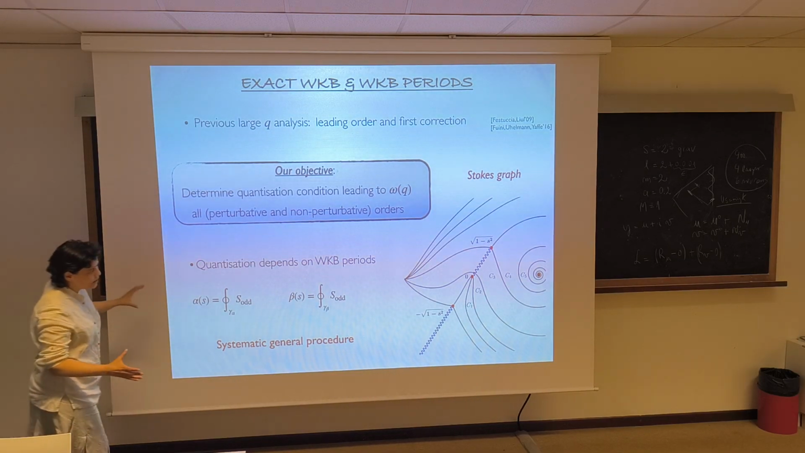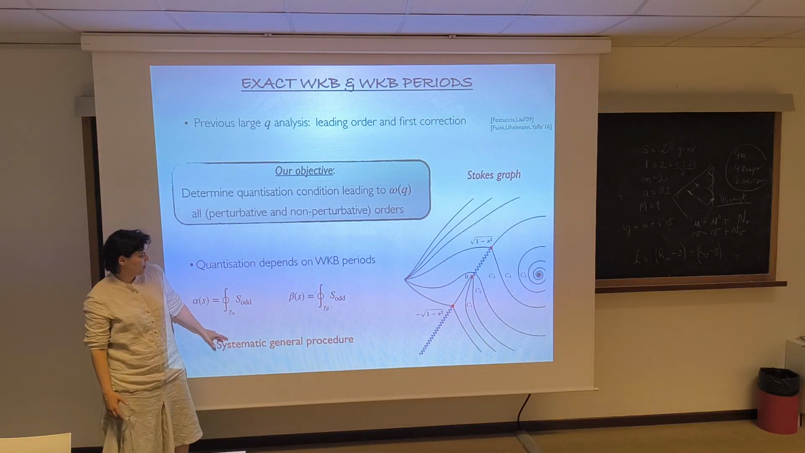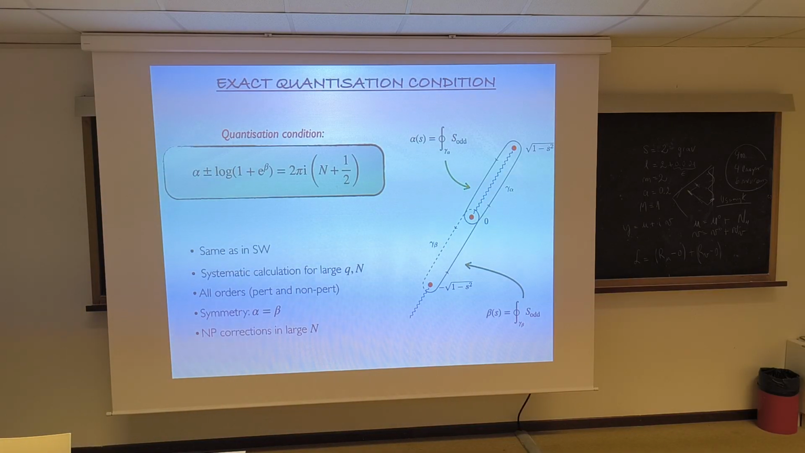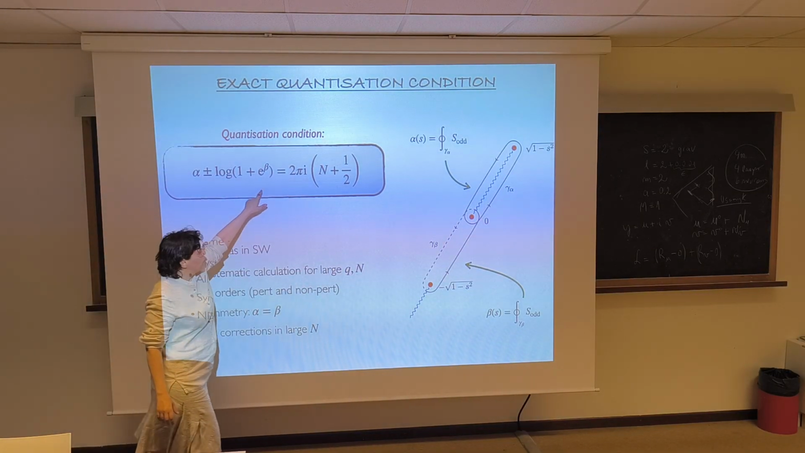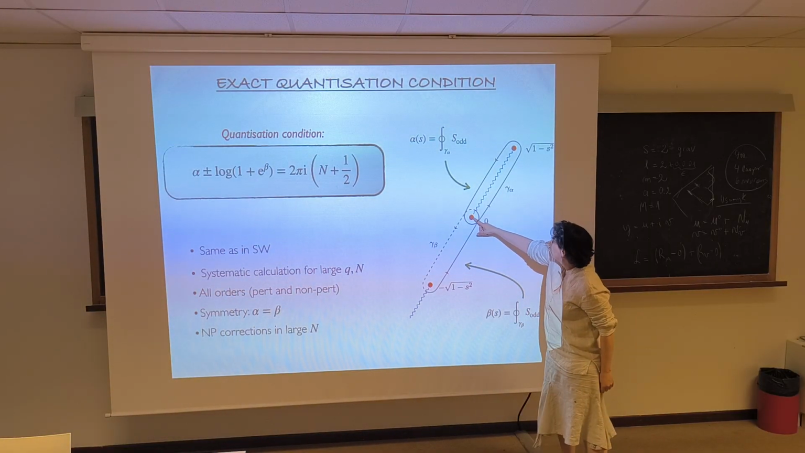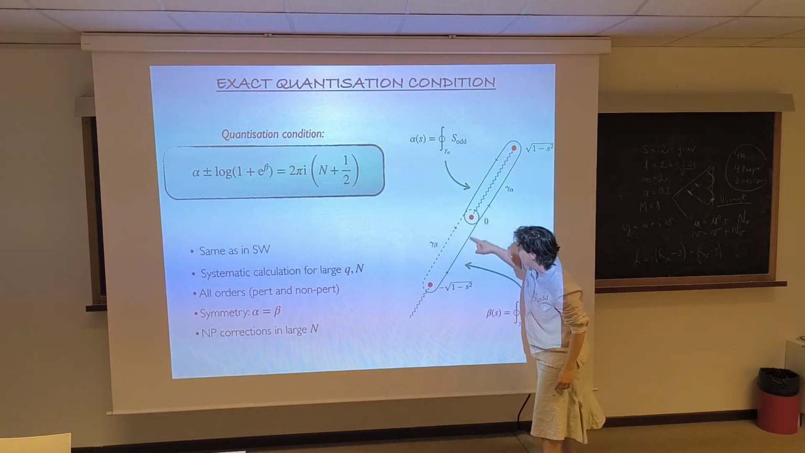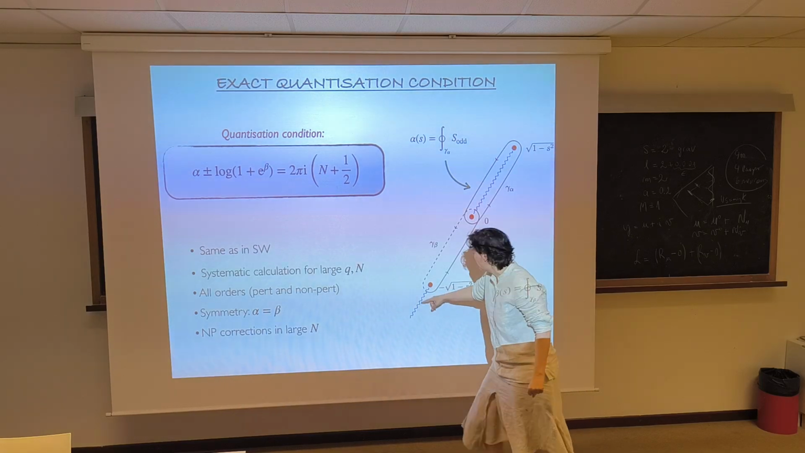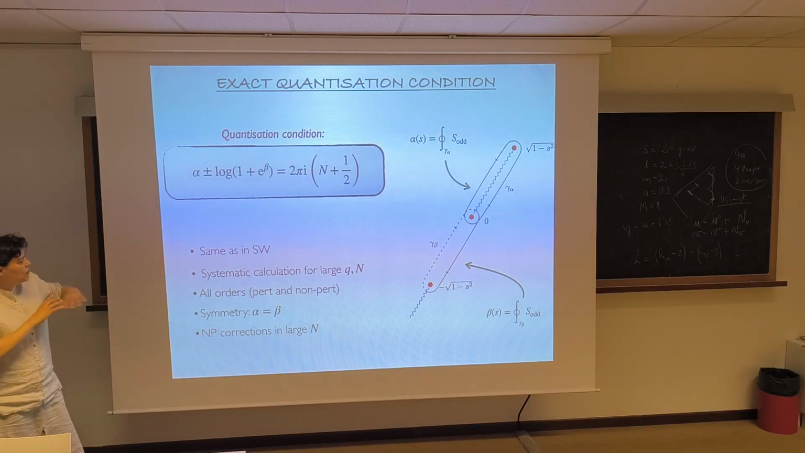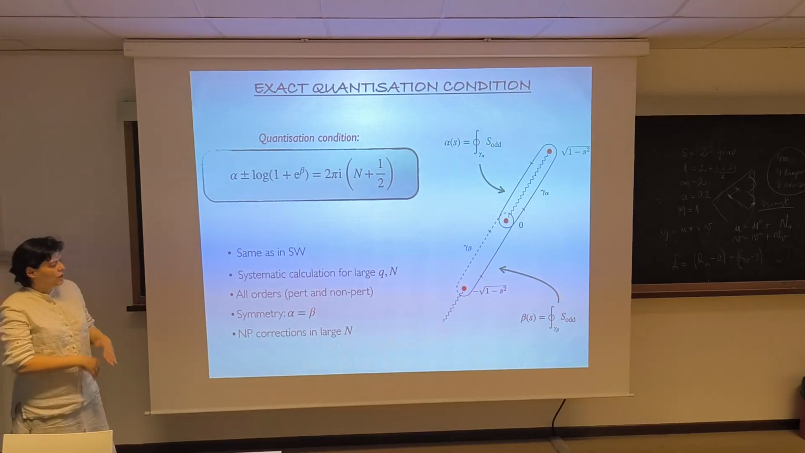So basically, you can redefine your connection problem through a basis of periods, and I'll show you what they are. And this is quite systematic. So the quantization condition looks like this in terms of this alpha and beta period. This is one of the periods that goes around one of the branch cuts. This is the other period that goes on the other side with the branch cuts out. Actually solving this, you can calculate solutions systematically for large Q and N. You can calculate all orders.